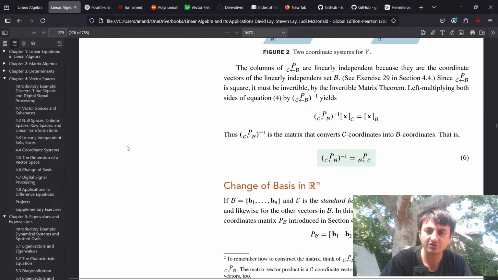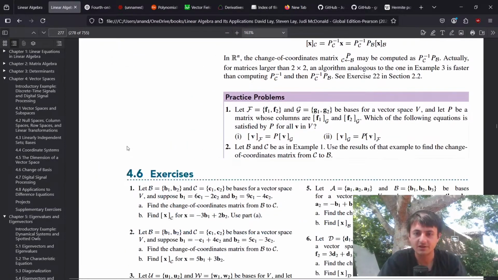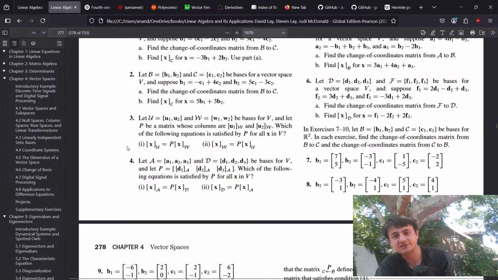Change of basis is a crazy section for me. I wonder if other people also find this as trippy as I do.